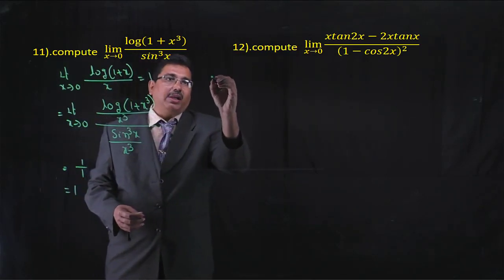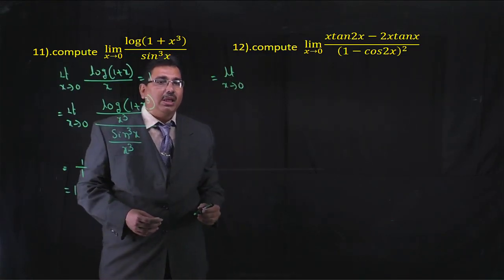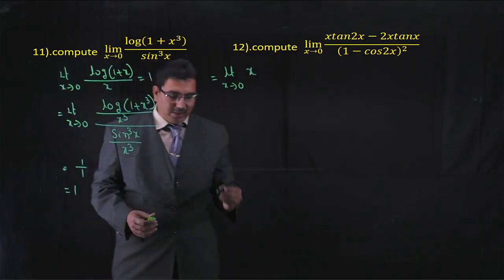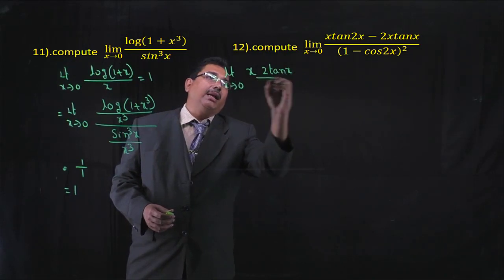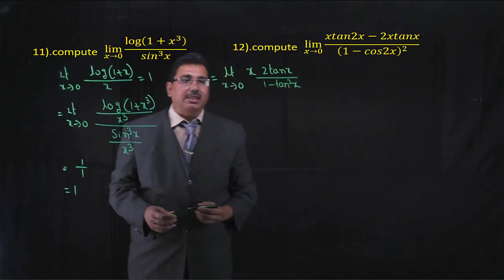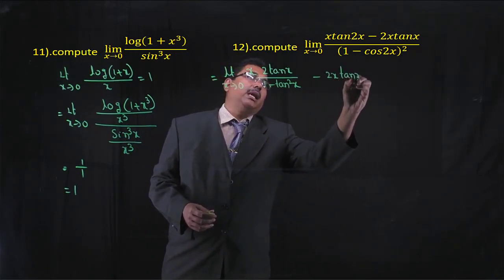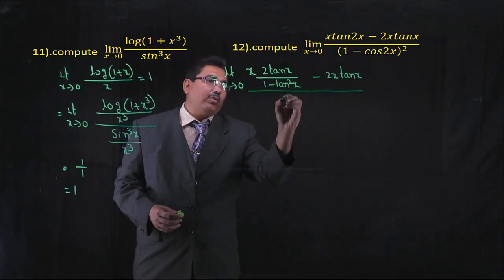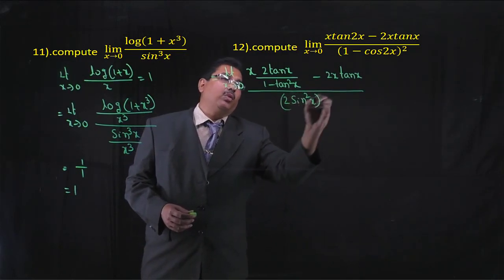That is equal to limit x tending to 0 of x into tan 2x. What is the formula for tan 2x? Tan 2x is 2 tan x divided by 1 minus tan square x. So we have x times 2 tan x by 1 minus tan square x, minus 2x tan x, divided by (1 minus cos 2x) whole square, and 1 minus cos 2x is 2 sin square x.